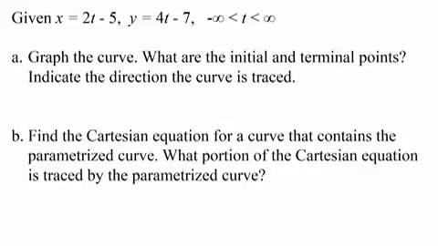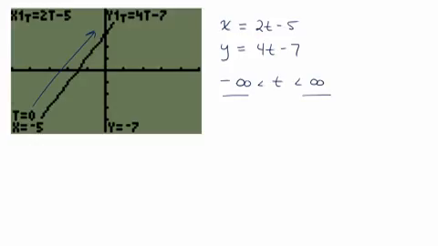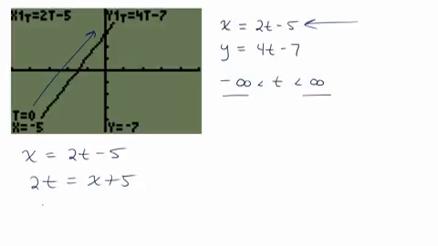Part B, find the Cartesian equation for a curve that contains the parametrized curve. What portion of the Cartesian equation is traced by the parametrized curve? Let's first take our x equals equation and solve it for t. So we have x equals 2t minus 5. We're going to solve this for t. So we would have 2t is equal to x plus 5. Therefore, t is equal to x plus 5 all over 2.